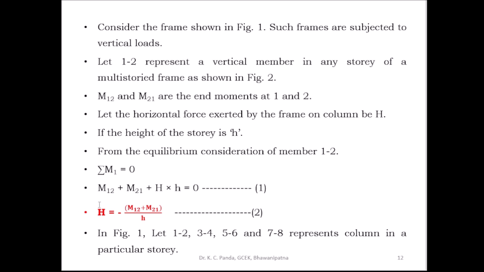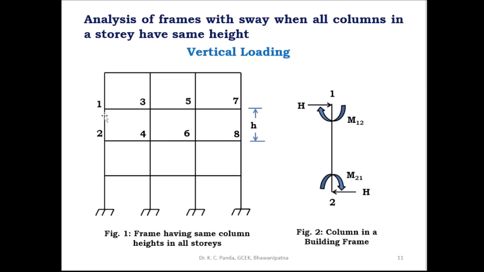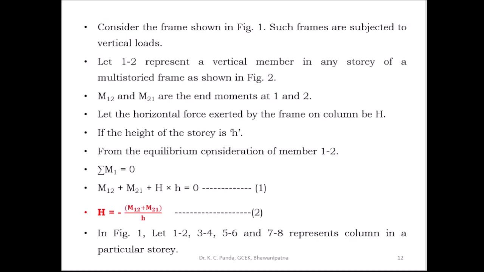This is the horizontal force exerted by the frame on column. H is equal to minus (M12 plus M21) by small h. So this is equation 2. In figure 1, let 1, 2, 3, 4, 5, 6, 7, 8 represent columns in a particular story. So in a particular story, 1, 2 is one column, 3, 4 is another column, 5, 6 is another column, and 7, 8 is another column. In this story, these are the columns.